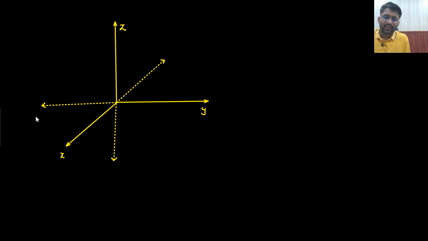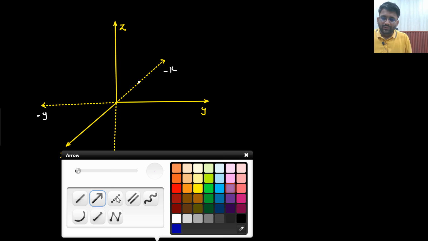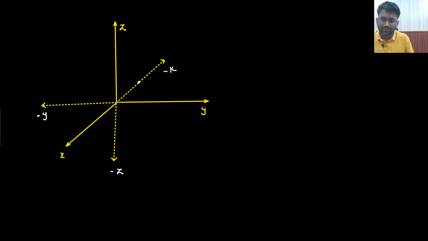Basically, here I have made the minus x axis, the minus y axis, and the minus z axis as well. Now let's say I need to reach some point, which is x equals minus 2, y equals 2, and z equals 3. This is the point where I want to reach.